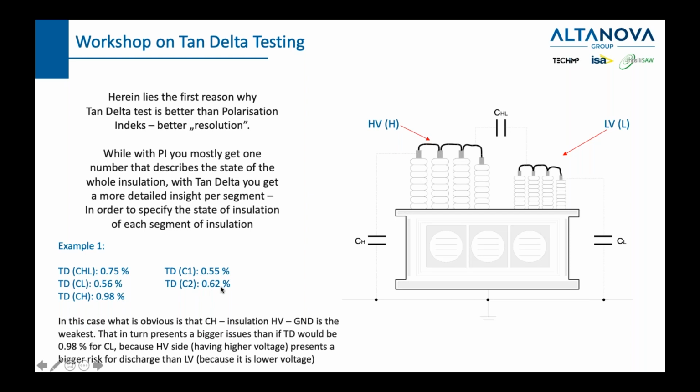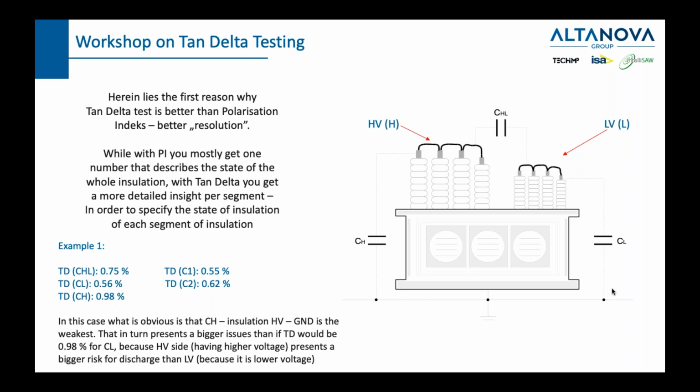In this case, this might present a problem because CH is very close to 1%, and the higher voltage, which has a worse insulation, can present a bigger problem. So a higher voltage, which is this one here, if it's close to 1, presents a bigger problem than if a lower voltage, for example, is close to 1.